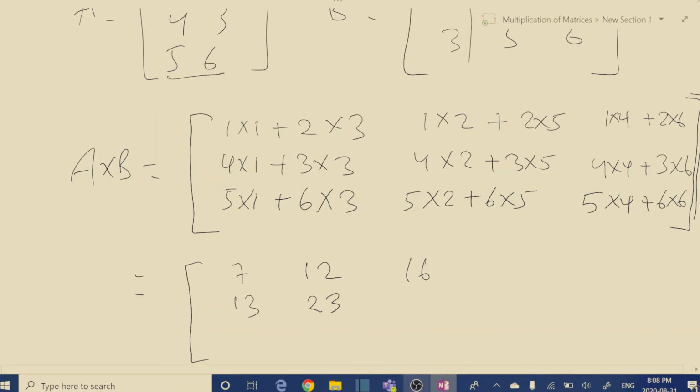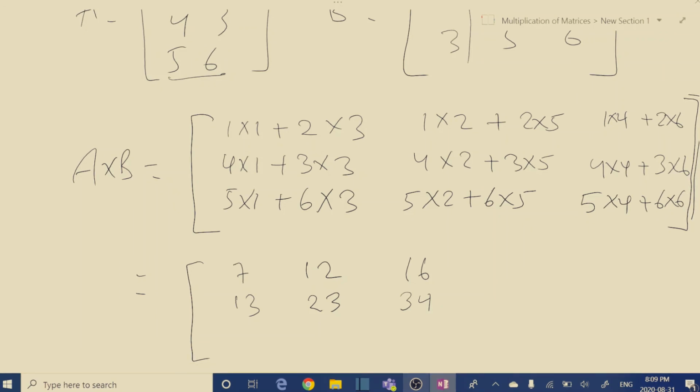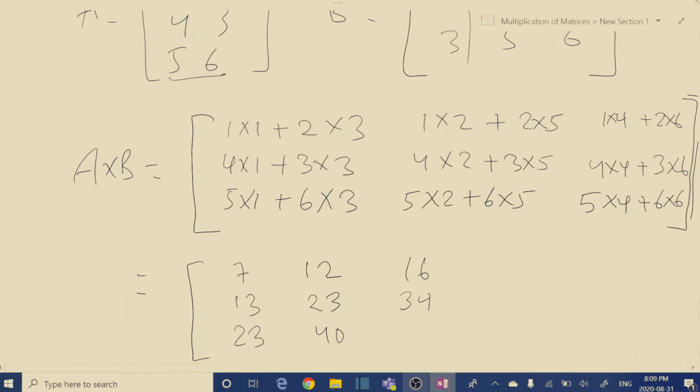Okay, so next, 4 times 2 is 8 plus 15, that is 23. 4 times 4 is 16. 16 plus 18, that is 34. Last one, 5 plus 18, that is 23. Okay, 10 plus 30, this is 40. Okay, 20 plus 36, that is 56. And this will be your final answer.